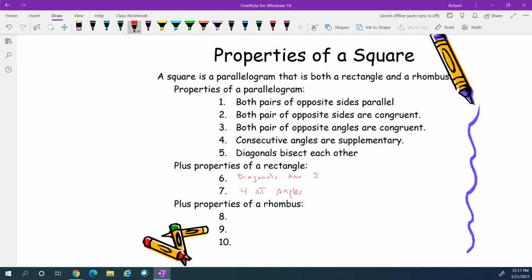The sides are perpendicular. For a rhombus, we said the diagonals are perpendicular. The diagonals bisect the opposite angles, and we have 4 sides that are congruent. All 10 of those properties together form our square.